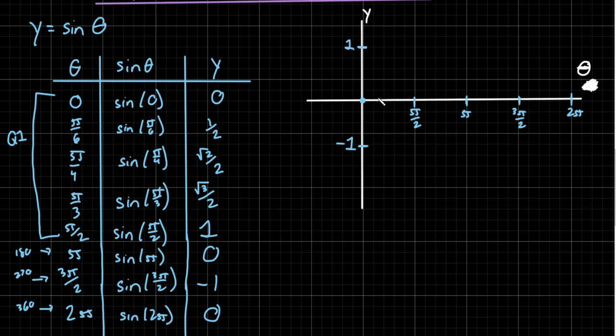Yep, so it's roughly right there. I'm going to go about halfway. And then I go over a little bit more, pi fourths, and I go up to about right there. Then I go over a little more, and I go up a little more, about right there.